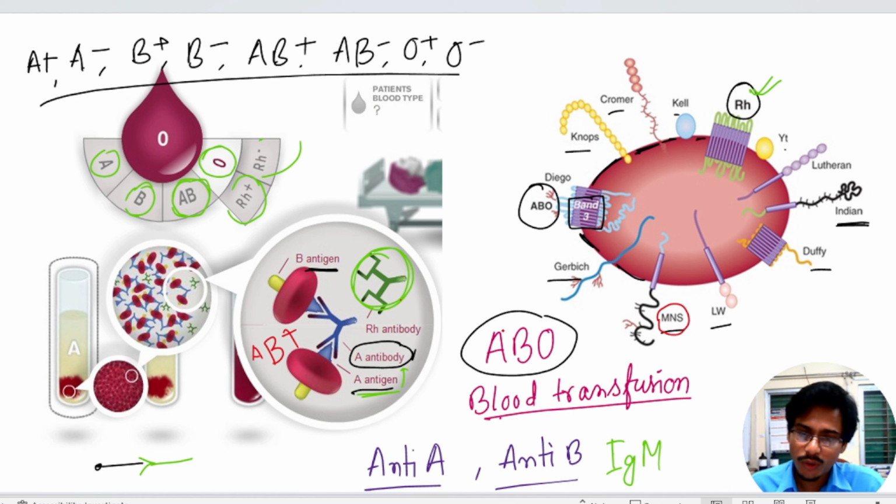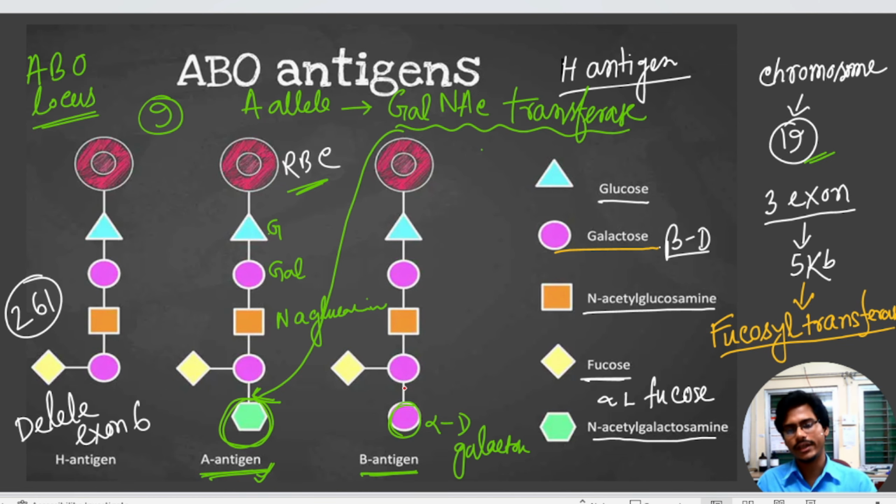So these are the antibodies against these antigens. These are the anti-A and anti-B. These are IgM antibodies. These are present in the blood. Let's go into the details of the ABO antigens.